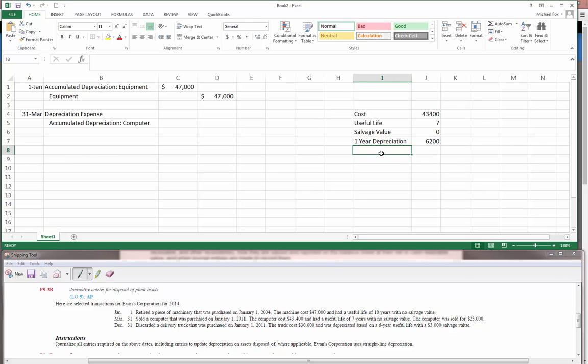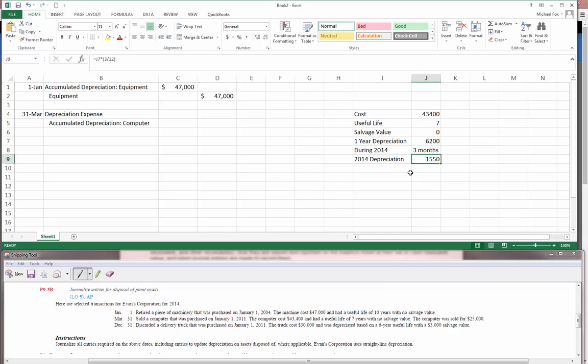We further know that during the current year, so during 2014, we will have experienced all of January, all of February, and all of March, 3 months. So 2014 depreciation is going to equal 1 year's worth of depreciation, 6,200, times 3/12, or 3 months out of 12. That would also be 1/4, right, or 25%.